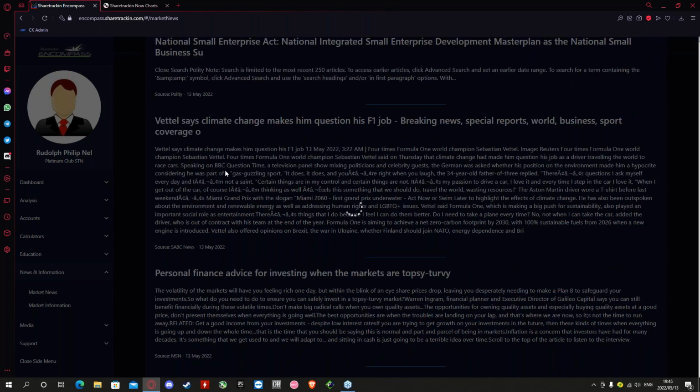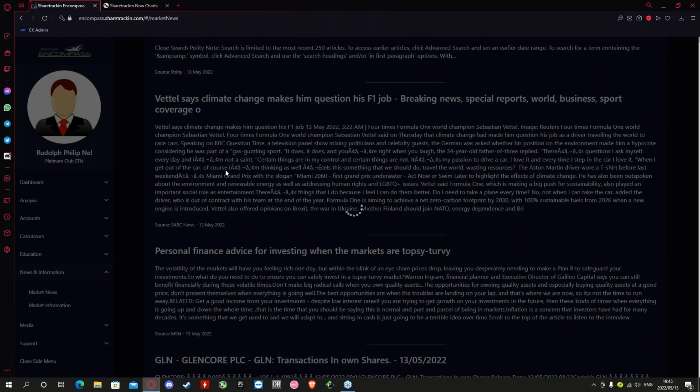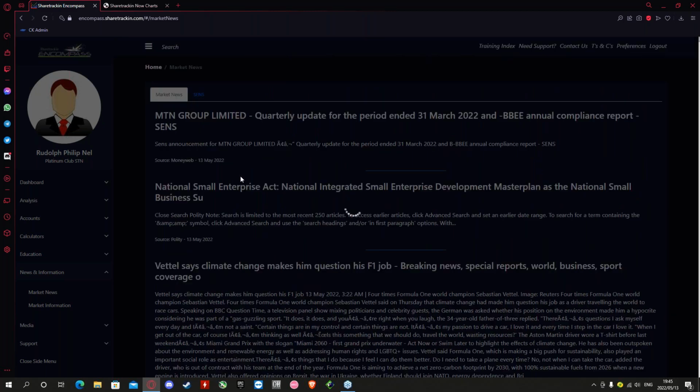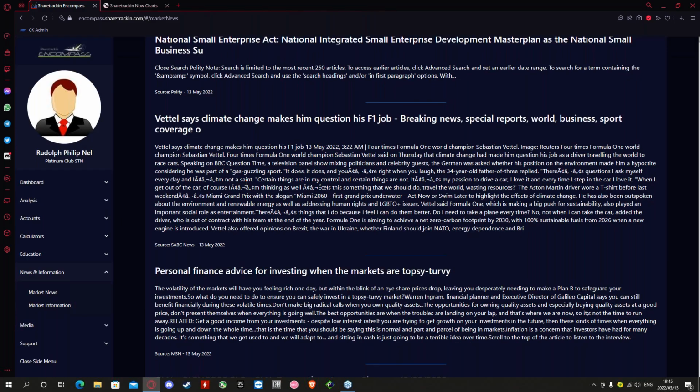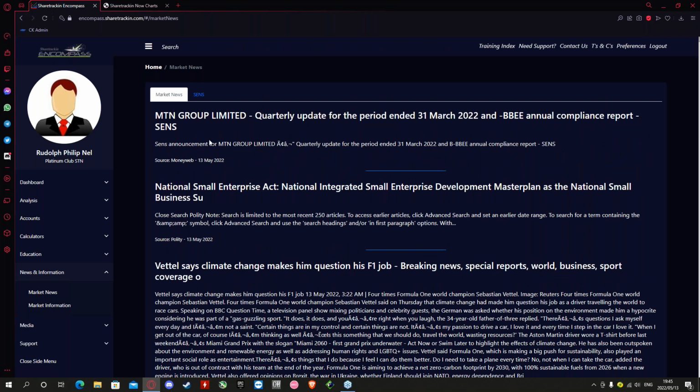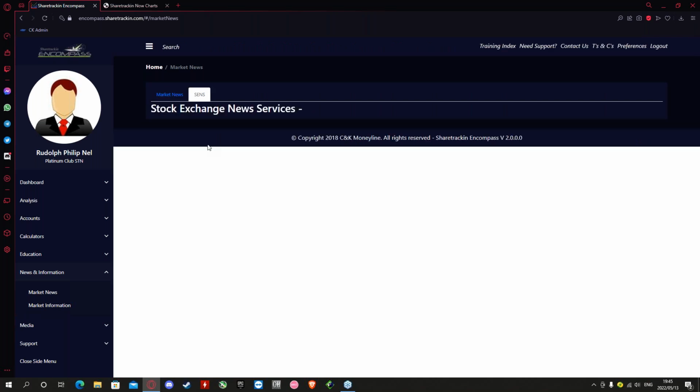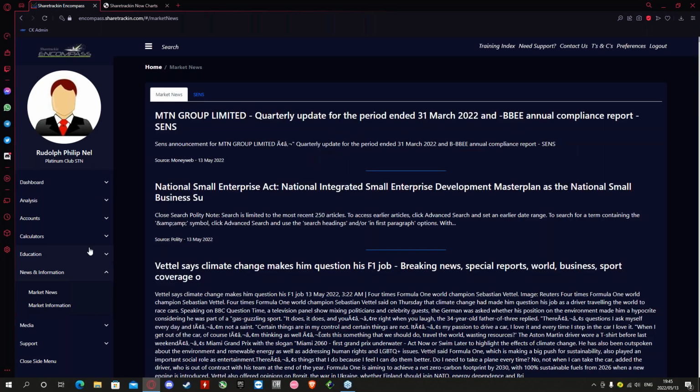So this is a really important page to go through, and this means you also don't need to go and buy, let's say for instance, the Business Day and stuff like that, because all that information would already be on this market news. Same with the Sens news. All right, so your stock exchange news services, this one also takes a while. It just doesn't give you a little circle, so it will load eventually. But the Sens news also gives you information like what the market news does.